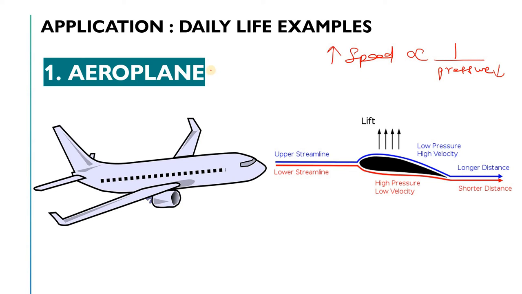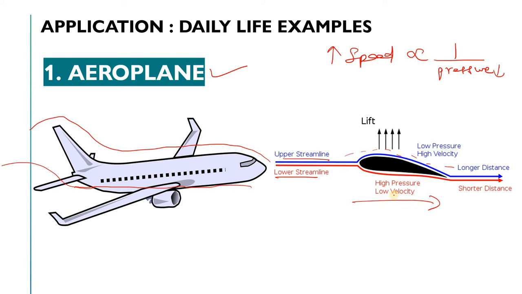Now how does the aeroplane lift? This aeroplane has a proper structure, and on the basis of this structure, Bernoulli's principle is applicable here. How? Just see this one. There are two streamlines, the first one is the upper streamline and the second one is the lower streamline. If you see this portion of the aeroplane, it has a shorter distance to cover, and this portion has a longer distance to cover. So this one has a longer distance, and this one has a shorter distance.